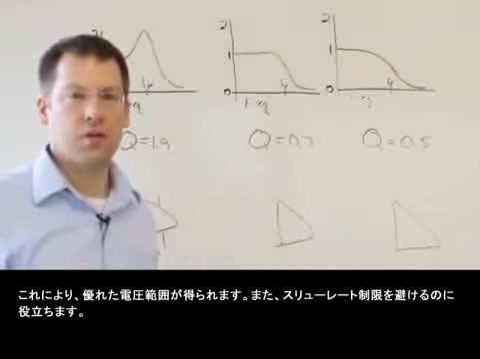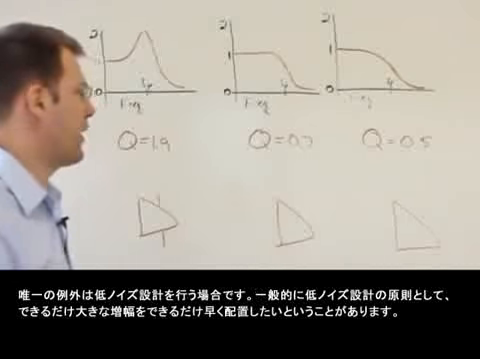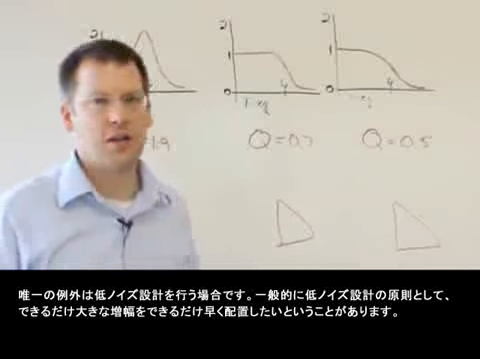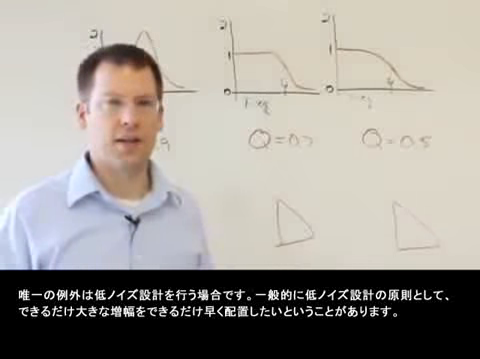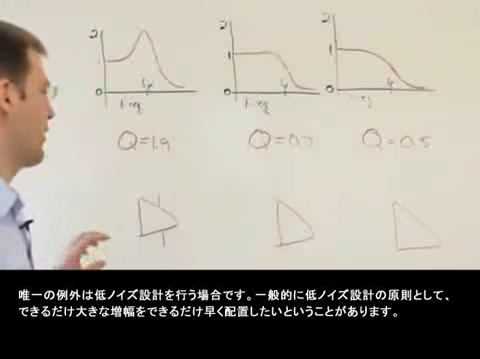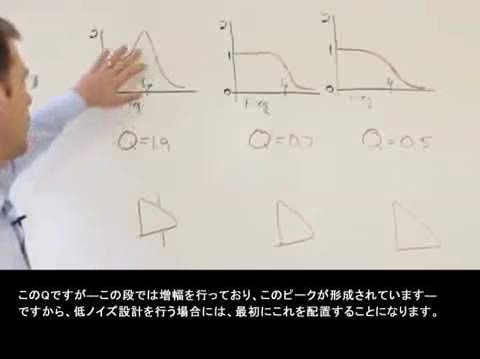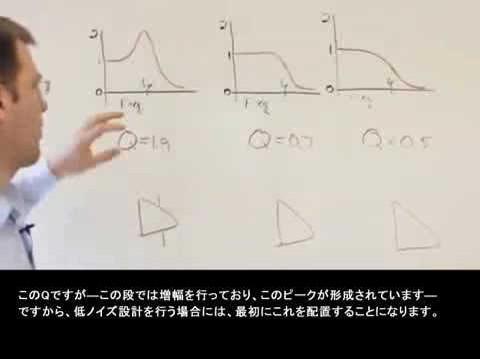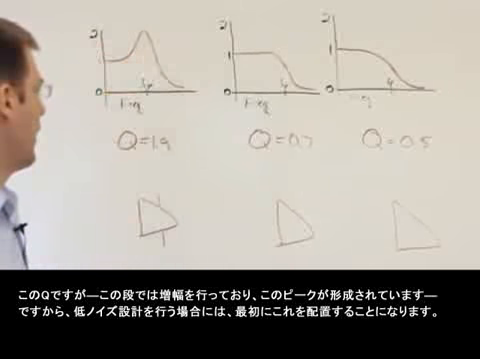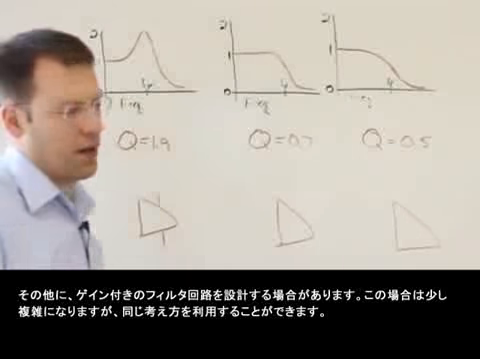That way you get a nice voltage range. It also helps you avoid some slew rate limiting that you might get. Now, the only exception to this is if you're trying to do a low noise design. Typically, a rule for low noise design is that you want to put as much amplification as you can as early as you can. And this stage is doing amplification, it's making this peaking, so we want him to be first if we were doing a low noise design.